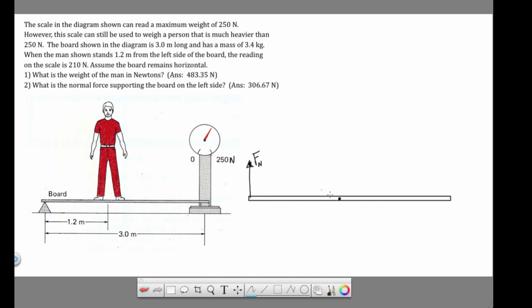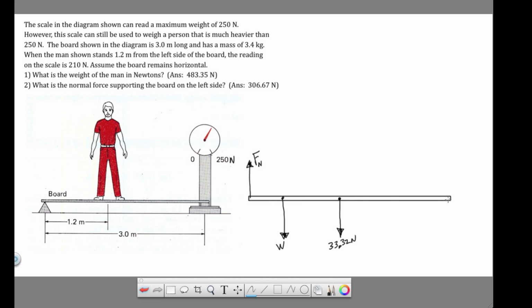So we're told that the mass of the board is 3.4 kilograms. So the way you calculate weight is with mg. So 3.4 kilograms times 9.8 gives us 33.32 newtons. The weight of the man, which is what we're solving for, we're just going to label that W, and that'll come out in newtons. So this W is what we're looking for. We're looking for the weight of the person.